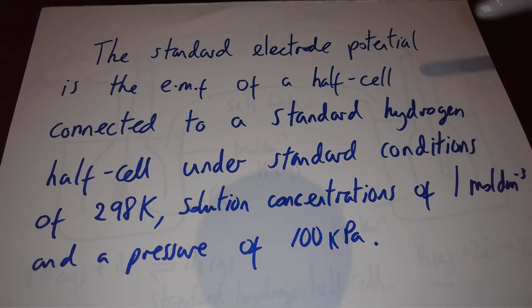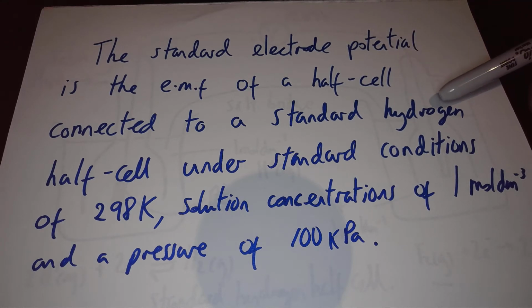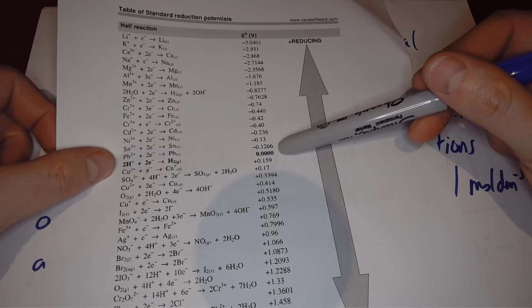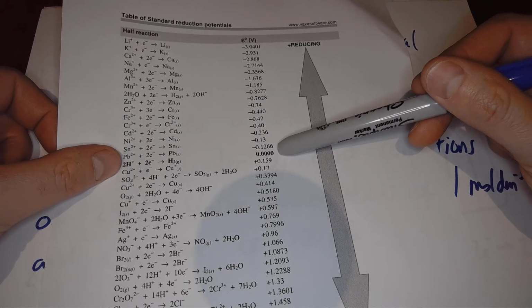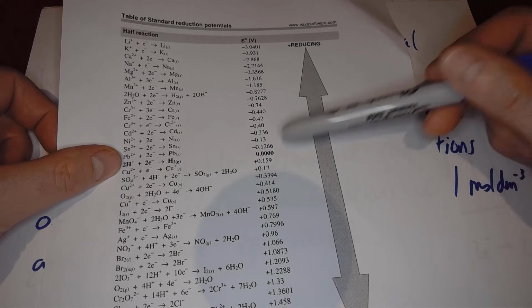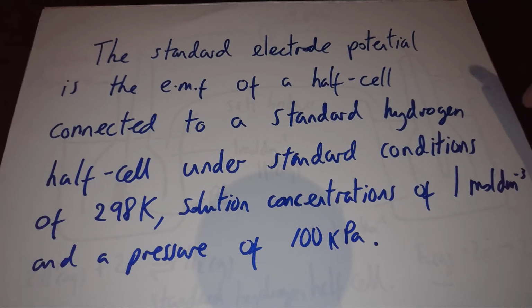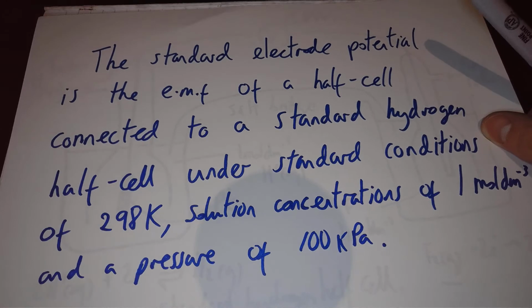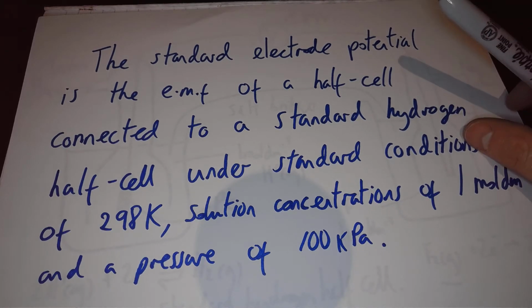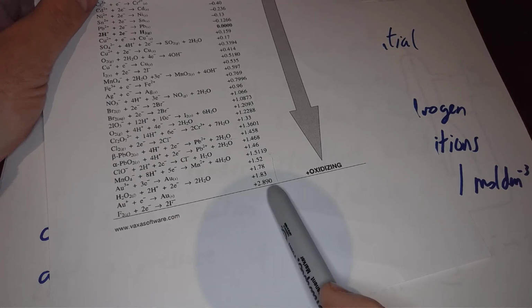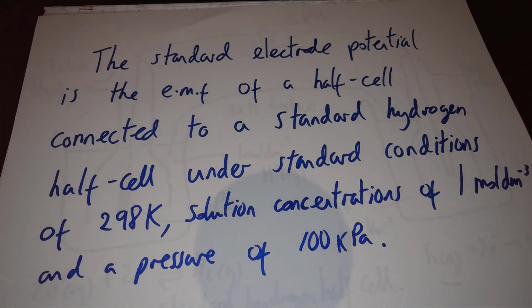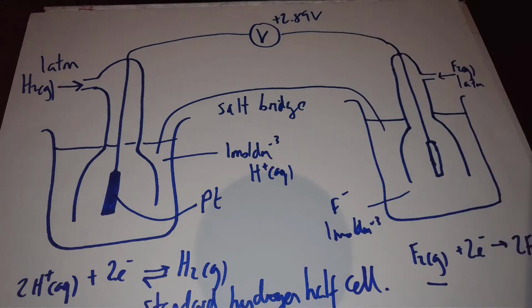So you take the half cell you're interested in and you connect it to the standard hydrogen half cell, which is interesting because if you look back here, hydrogen connected to itself, this voltage would be 0, wouldn't it? Okay, that 0 volt is the standard hydrogen half cell. So let's have a look at an example. Let's see how they would have got this number here for fluorine. So here's the fluorine half equation. There's its standard electrode potential.